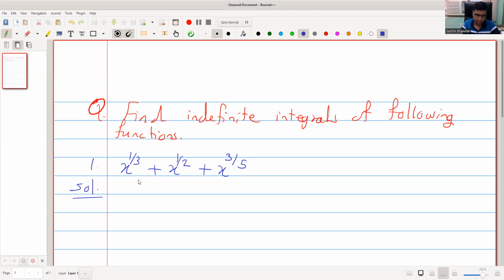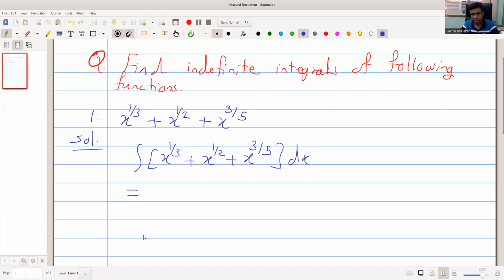This is our f of x. So we use linearity first thing. So integral x raised to 1 by 3 plus x raised to 1 by 2 plus x raised to 3 by 5 dx equal to, by linearity. Linearity we have seen: integral f of x plus g of x dx is equal to integral f of x dx plus integral g of x dx.